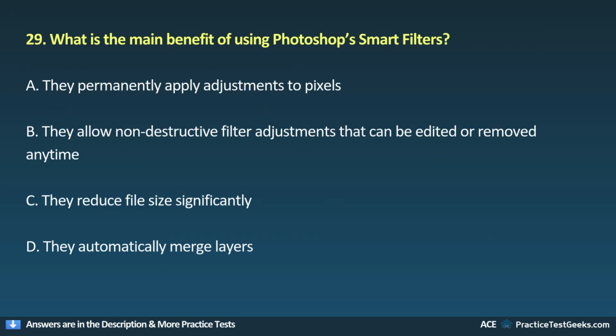29. What is the main benefit of using Photoshop's smart filters? A. They permanently apply adjustments to pixels. B. They allow non-destructive filter adjustments that can be edited or removed anytime. C. They reduce file size significantly. D. They automatically merge layers.